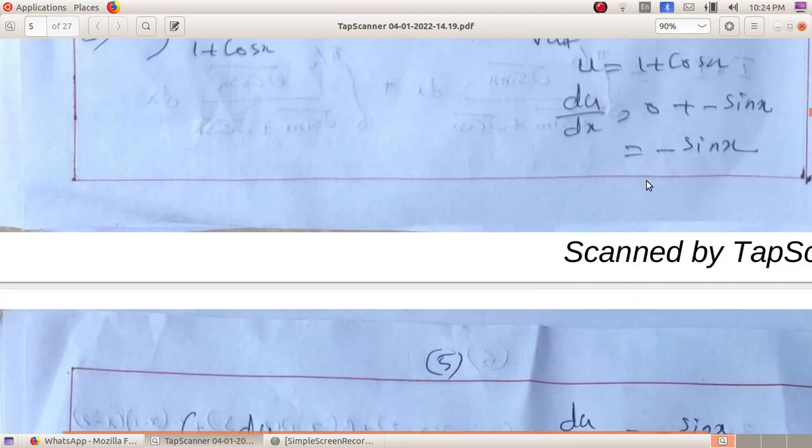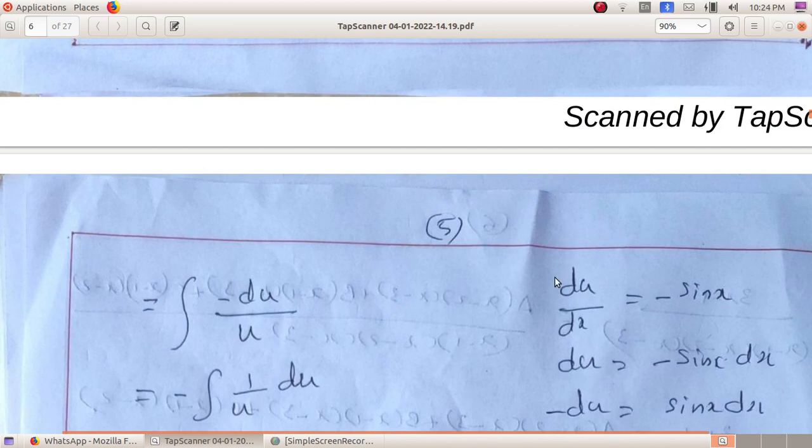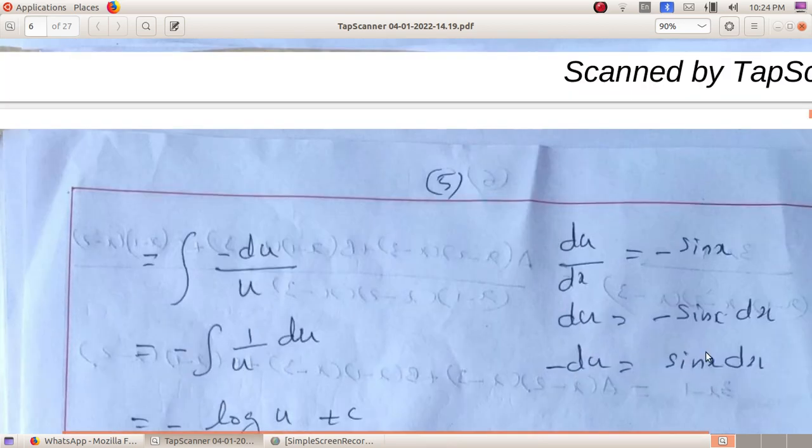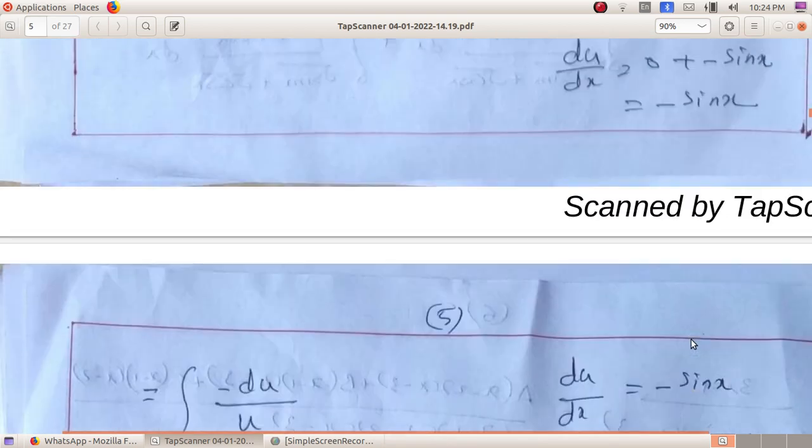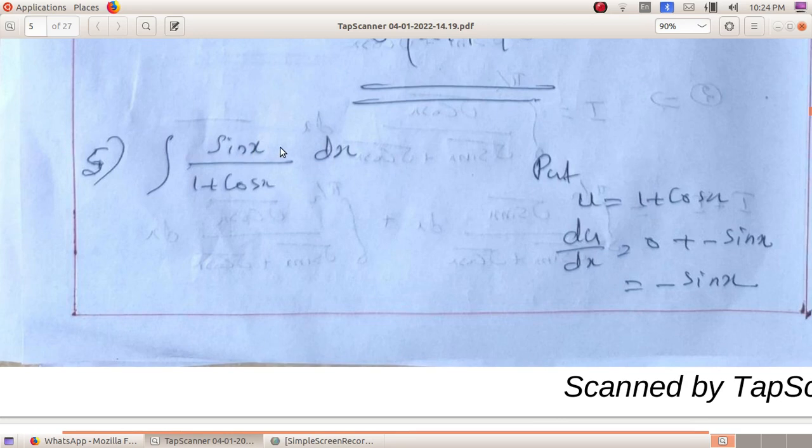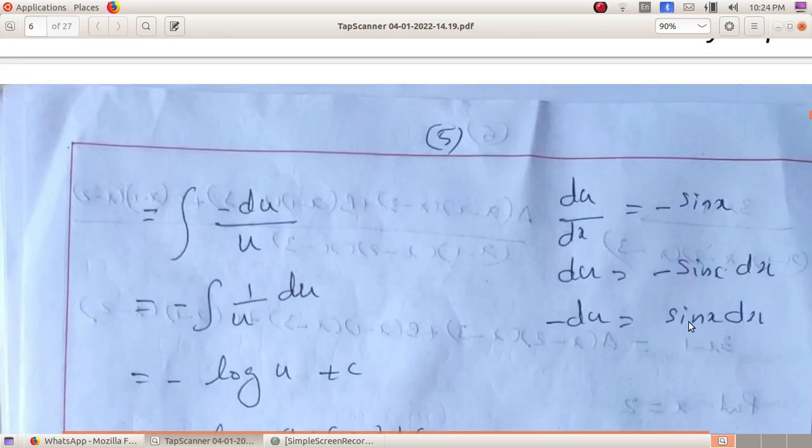Then du by dx is equal to minus sin x. Then what is du? Minus sin x dx. The negative sign is put on this side, so minus du is equal to sin x dx. So sin x dx is equal to minus du.